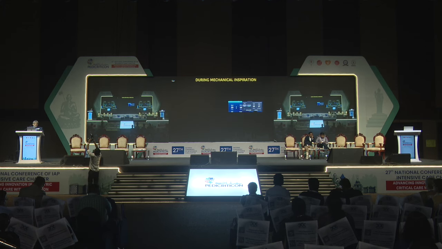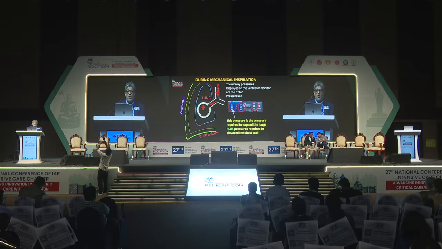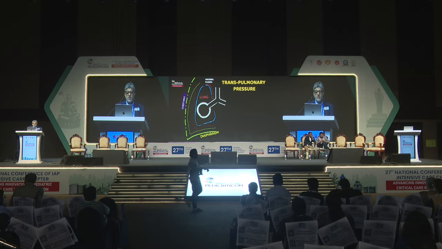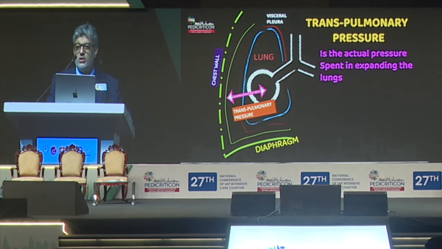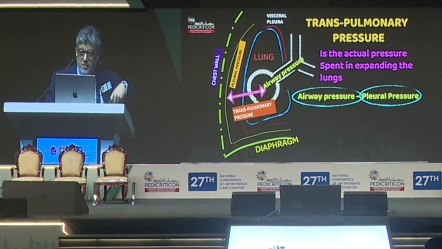So we all see these numbers on the screen of the ventilator, the peak inspiratory pressure, the mean airway pressure, and the positive end expiratory pressure. This is called airway pressure. And this is the pressure which is used to open the lungs as well as elevate the chest wall. While the transpulmonary pressure is the pressure which is used to only expand the alveoli and the lungs, not the chest wall. And it is measured as a difference between airway pressure and the pleural pressure.